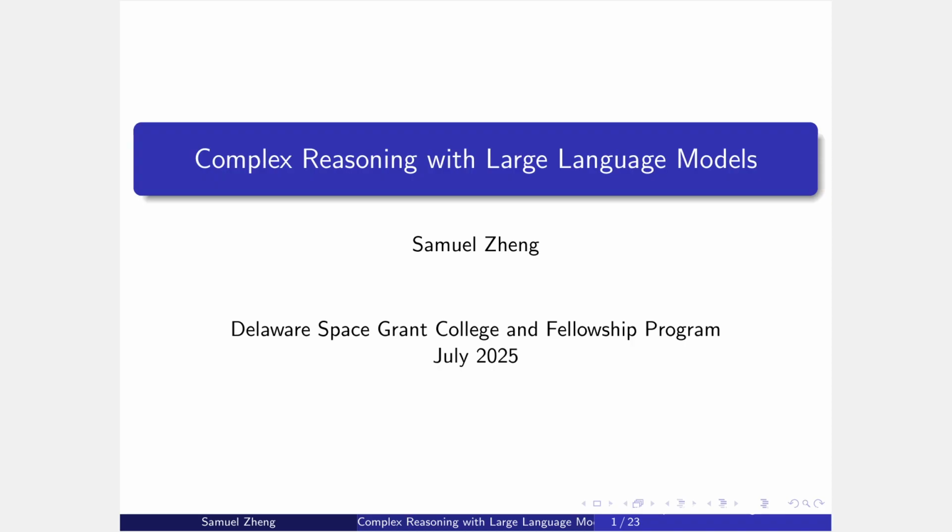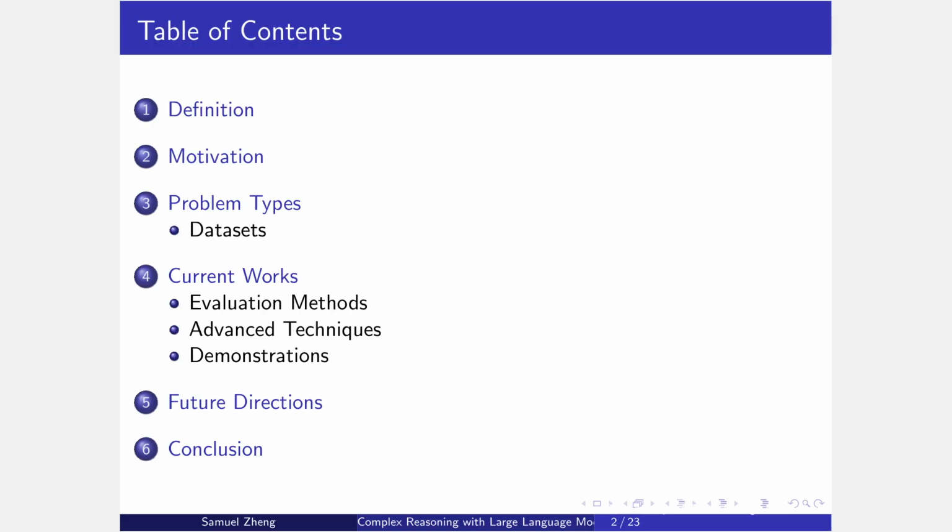In 2025, we're witnessing remarkable advances in AI capabilities, but one of the most challenging frontiers remains teaching machines to think through problems the way humans do, with logic, abstraction, and multi step reasoning. Today, I'll walk you through what complex reasoning means in the context of AI, why it matters, and the cutting edge techniques researchers are using to push these boundaries.